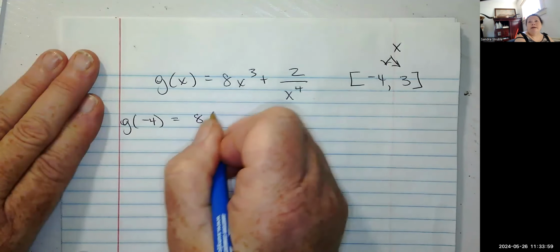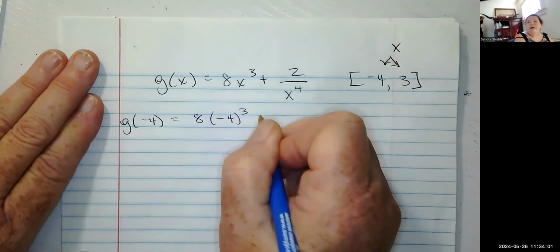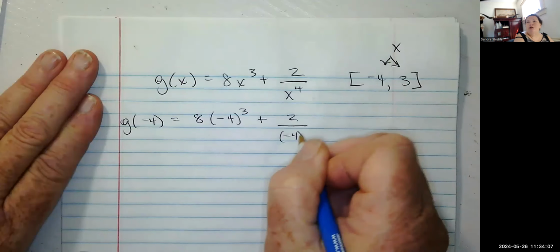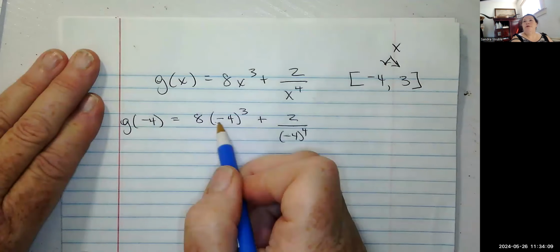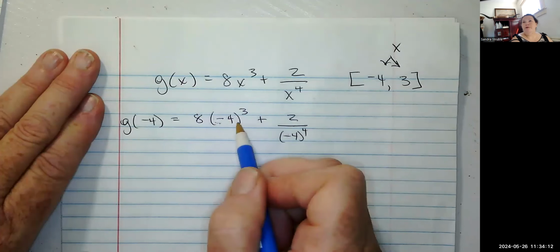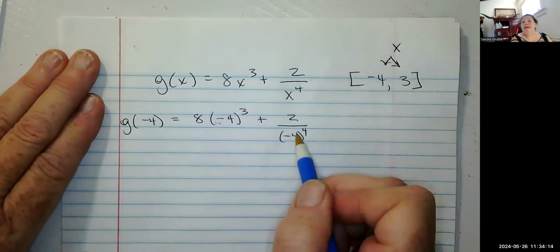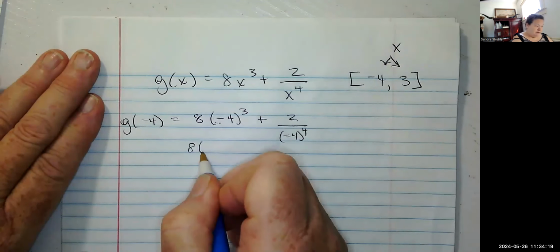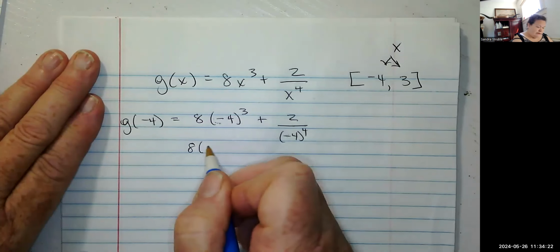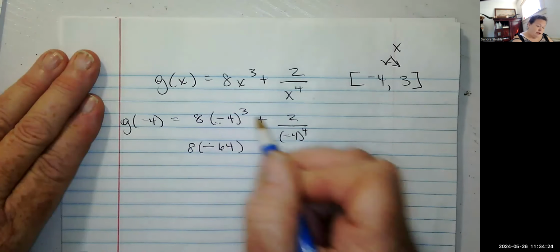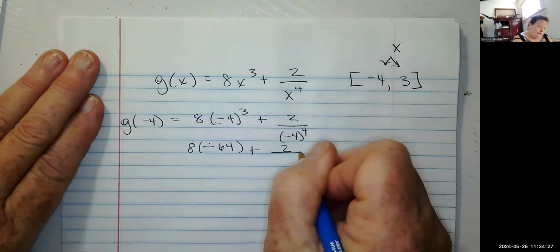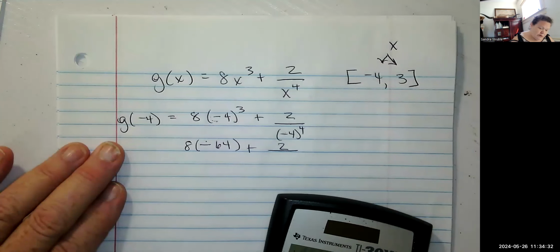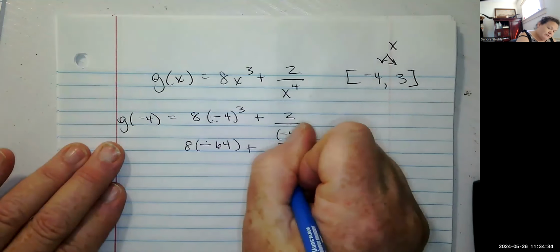I haven't covered this in class yet, so you're a little bit ahead, which is cool. I'm just plugging in -4 everywhere there's an x. Make sure you put parentheses around this, because if you don't, you're not going to be taking the negative to the power. So this is going to be 8 times (-4) cubed, 4 times 4 is 16, times 4 is 64. So that's -64 because it's a cube, plus 2 over (-4) to the fourth, 4 times 4 is 16, times 4 is 64, times 4 is 256. Yep, and that's positive.